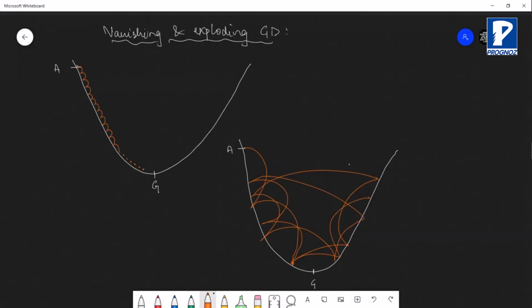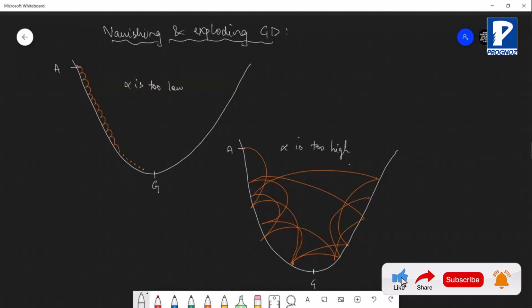दोनों cases में एक ही चीज हो रहा है, that you will not be able to reach at the global minima, but approach दोनों में अलग है. Vanishing में alpha is too low. Okay, alpha is too low, और यहाँ पर alpha is too high. ठीक है. जब alpha बहुत बड़ा होगा तब भी you will miss the gradient or the global minima. And if the value of alpha is very low, तब भी there are chances that before reaching at the global minimum, your gradient component will vanish.